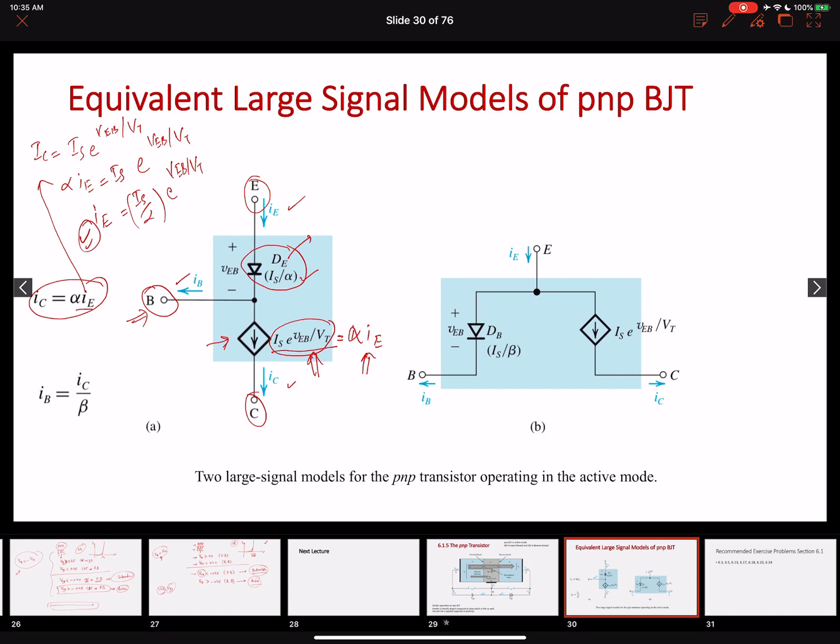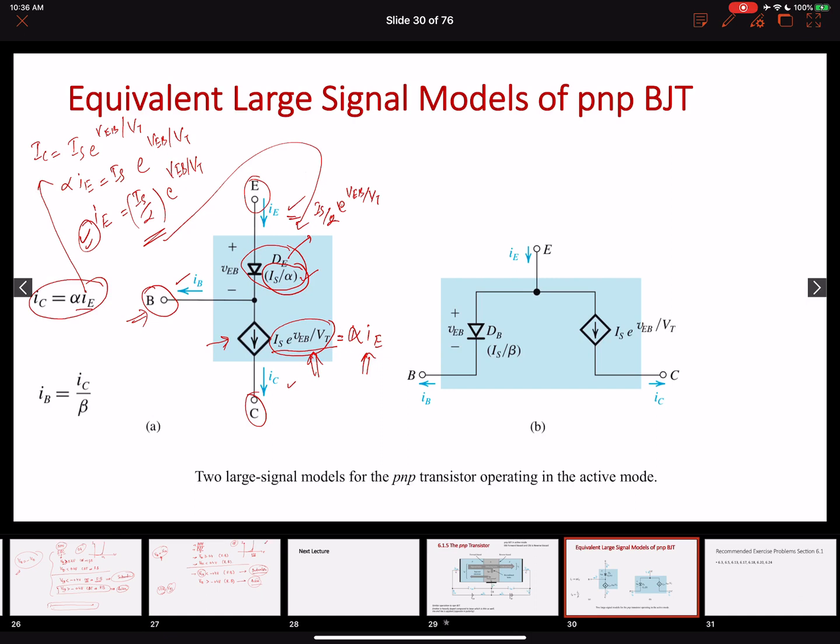So this is the value of IE. So we can replace this value of the IE over here. So the scaling current that is flowing through this PN junction, or through this diode, will be equal to IS over alpha, right? While our IE will be equal to IS over alpha e raised to the power VEB over VT. Okay, so this is the model for a common base model.